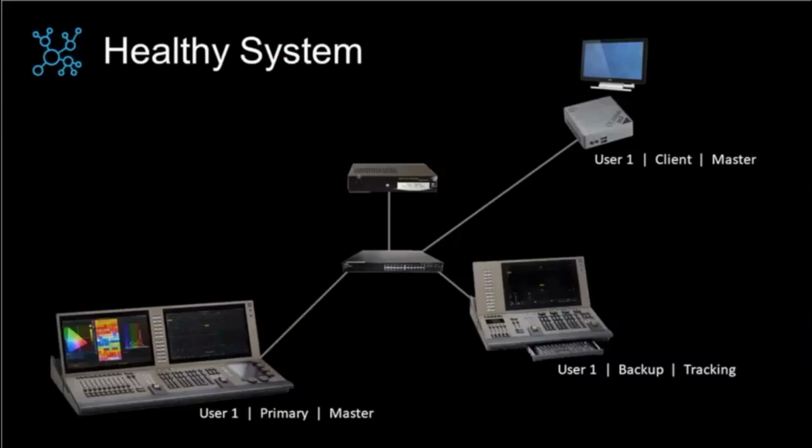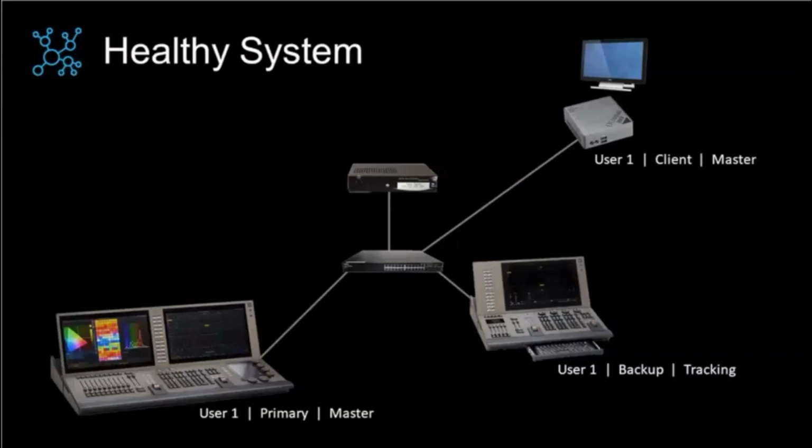So your second slot, your user one, is your user, but your primary, your backup, and your client are the assigned roles, right? What did I log into this device as and what is it supposed to be doing? My primary is supposed to be in charge of the rig. My backup is supposed to be tracking the primary and making sure that it's healthy, right? Great. So in a healthy system, your third option that's going to be displayed there is your master, right?